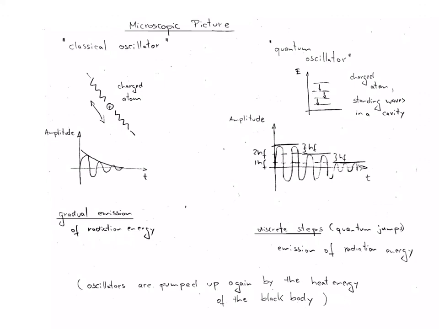Instead, it occurs when a charged oscillator changes its mode. When it goes from a higher energy mode into a lower energy mode, then an energy quantum is emitted, a photon. This is how the radiation is generated. So instead of a gradual emission of radiation energy, energy is irradiated in discrete steps, in quantum jumps. The quantum oscillator is then pumped up again by the heat energy of the black body, so that thermal equilibrium is maintained.